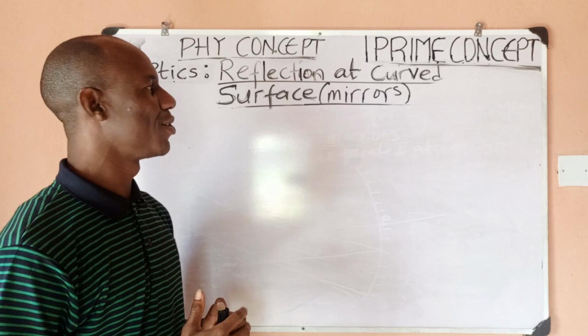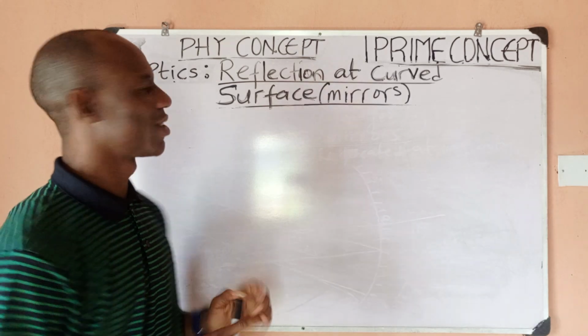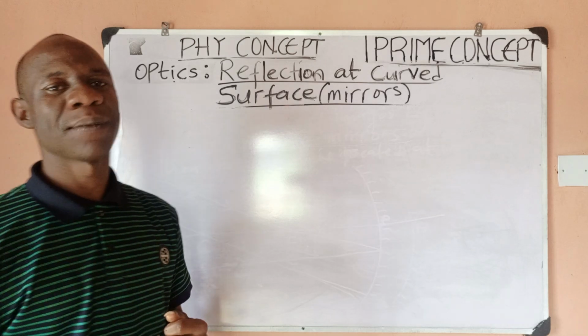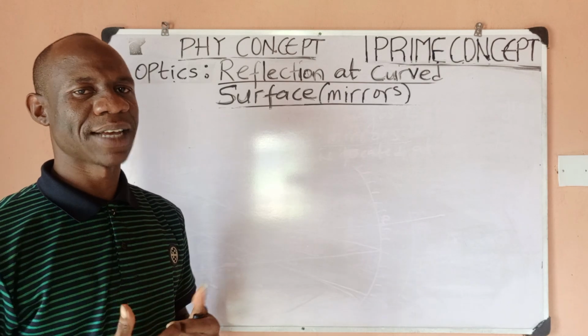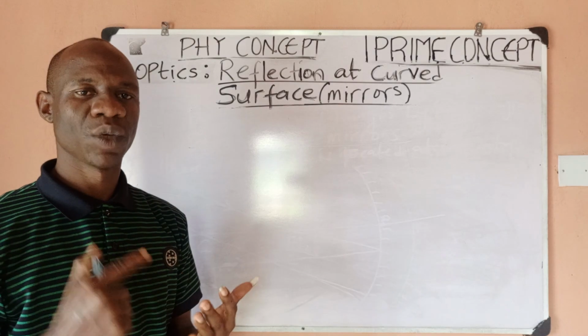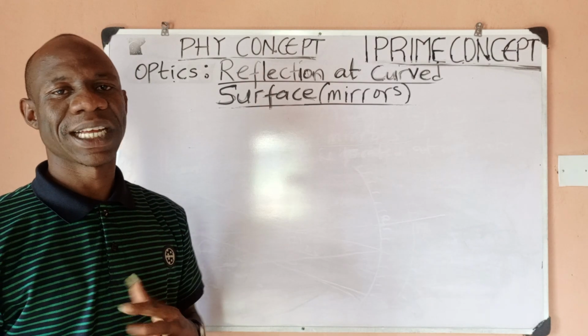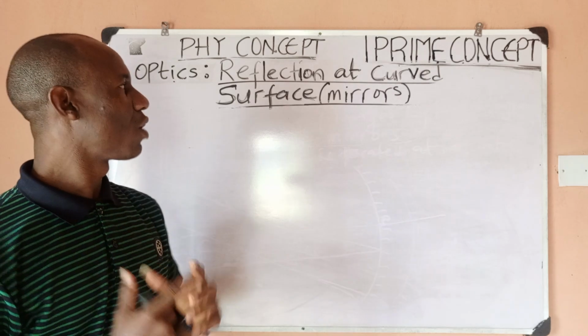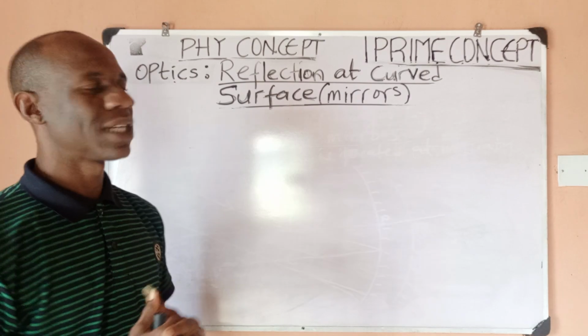Now I'm here to continue analyzing the concepts under optics. If you have been following my channel, if you are subscribed, you would notice I've been dropping videos from the very first part of optics. We considered reflection at plane surfaces. We considered plane mirror. Then we also considered reflection at curved surface.